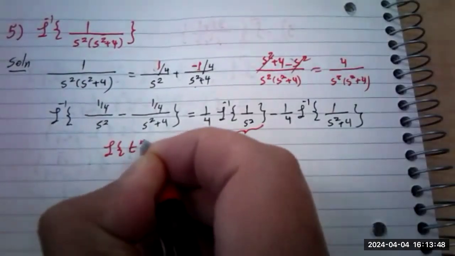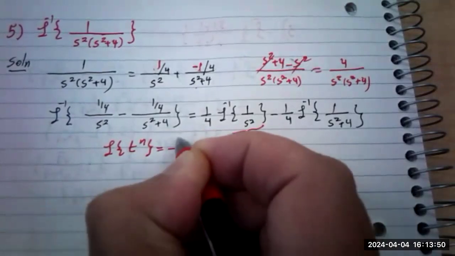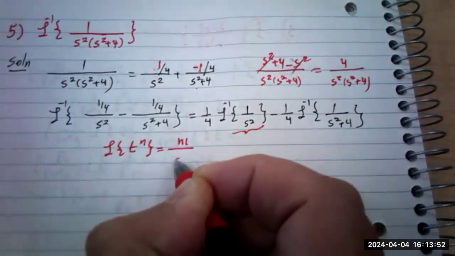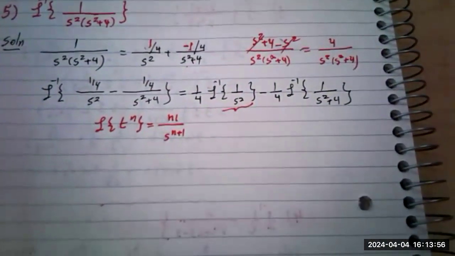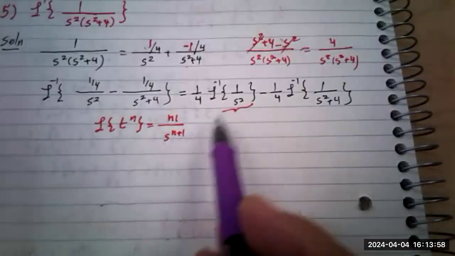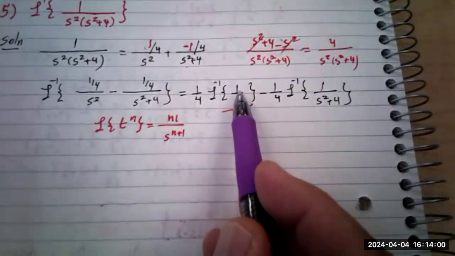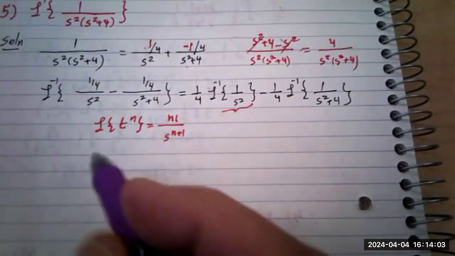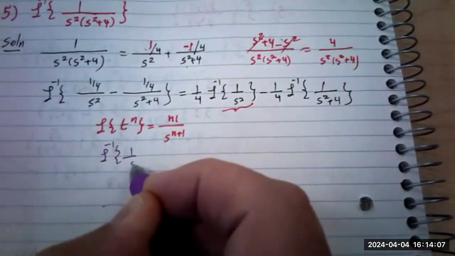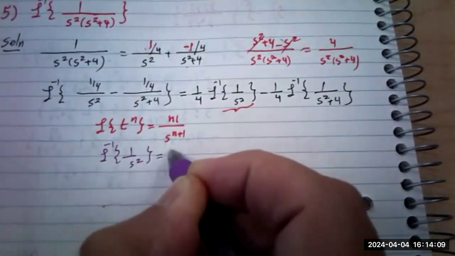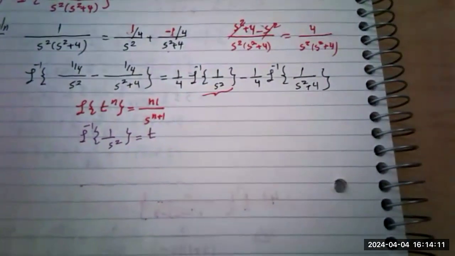Laplace of t to the n is n factorial over s to the n plus 1. That's the formula that we have. In this case, n is equal to 1. So 1 over s squared simply would be what? So the Laplace inverse of 1 over s squared is simply t. Usually do this right away. Okay, just go with the first one.